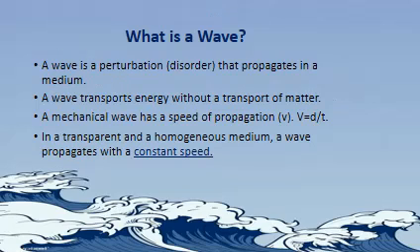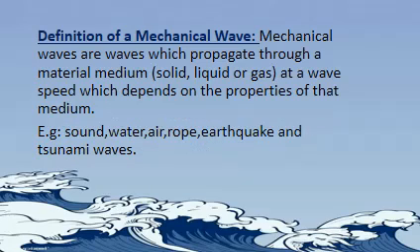What is a wave? A wave is a perturbation or disorder that propagates in a medium. A wave transports energy without a transport of matter. Okay? A mechanical wave has a speed of propagation. Speed equals distance over time. In a transparent and homogeneous medium, a wave propagates with a constant speed. So this is the definition of a mechanical wave.